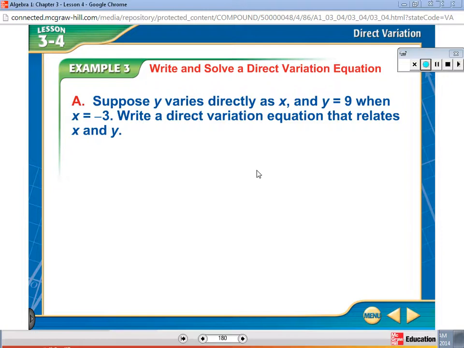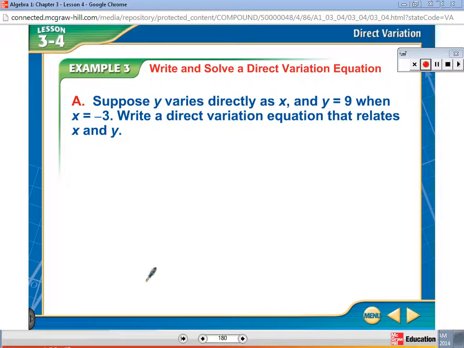Okay, so now we're ready for our equation. Remember, it's y equals kx. Suppose y varies directly as x, and y equals 9 when x is negative 3. So 9 equals k times negative 3. I want k by itself so I can write the equation, so I'm going to divide both sides by negative 3. So k is negative 3, and my equation would be y equals negative 3x.